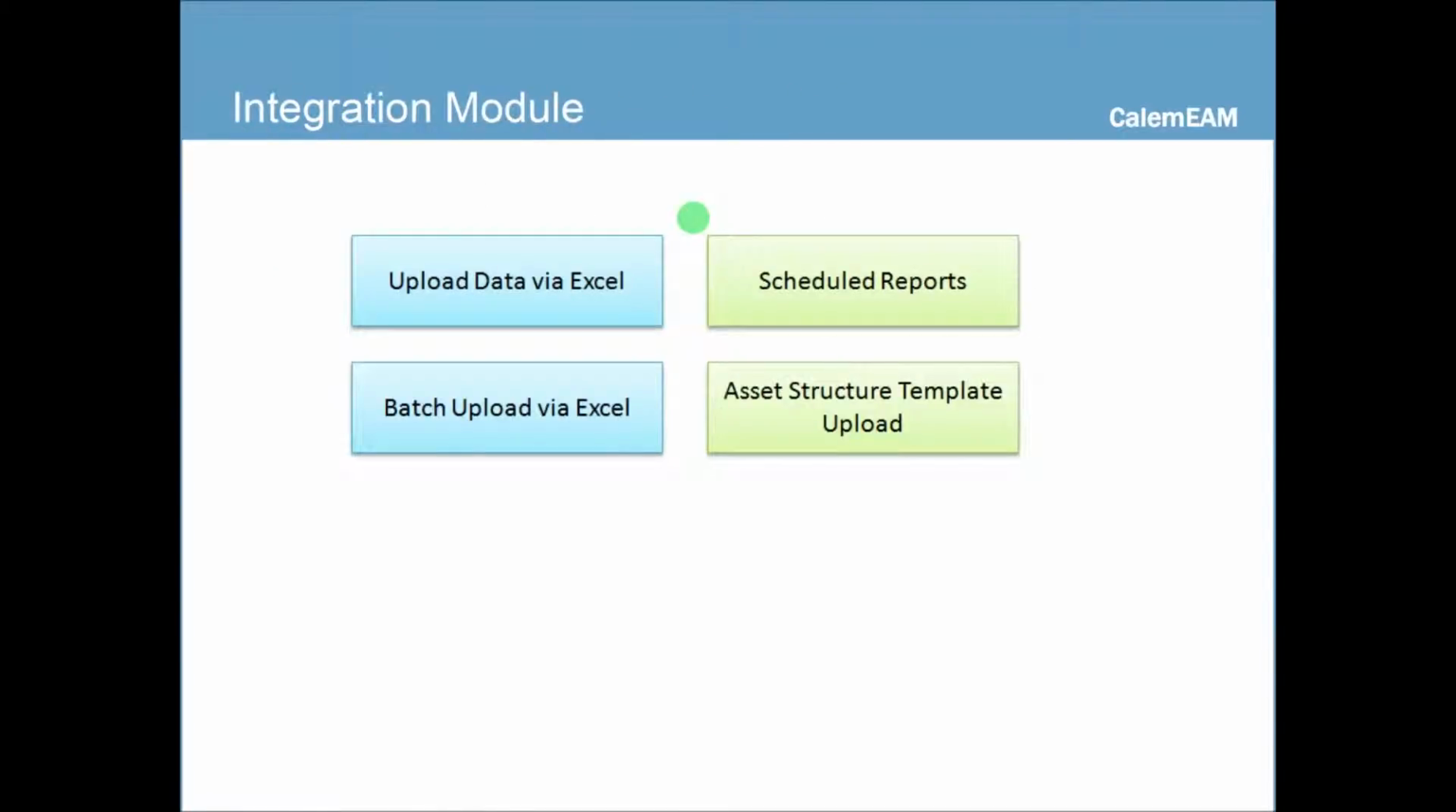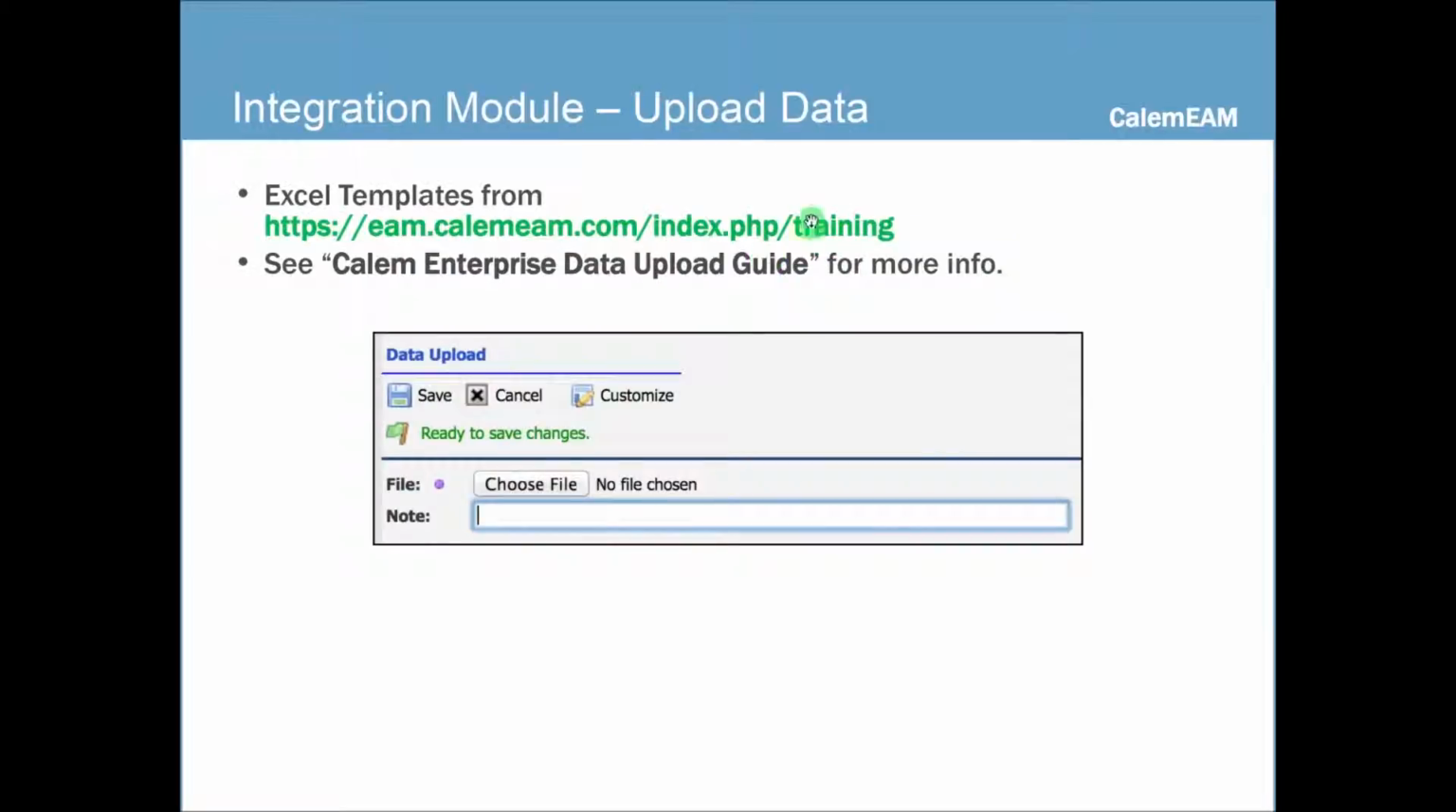Next, let's look at the integration module. In the integration module, you can upload data via Excel and do batch uploads with scheduled reports, and you can also do ASC structure template upload. For the data upload, you can get Excel templates at the training section of the Calem website, and you can also see the data upload guide for more information about how to get other templates.